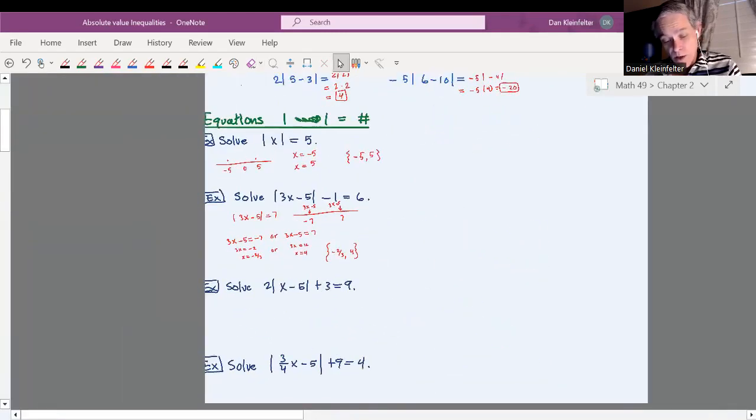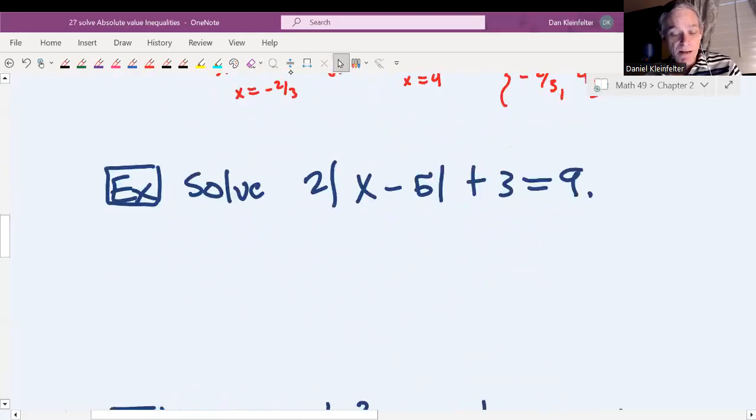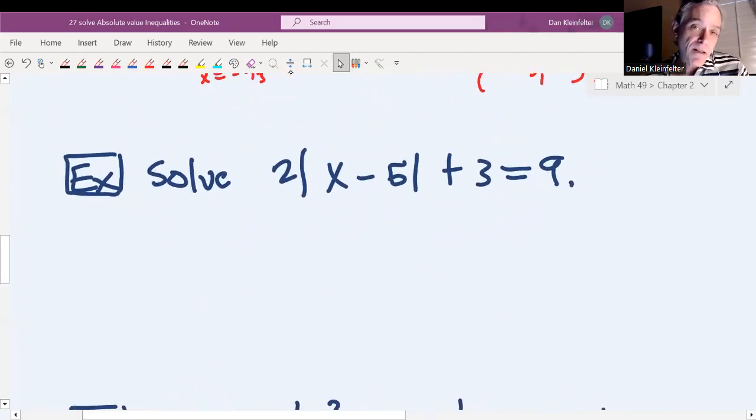Okay, let's try one more. This one, why don't you take a minute, pause the video, and try this one yourself, and then restart the video and see how you did. Okay, so our first task is going to be to isolate the absolute value part.